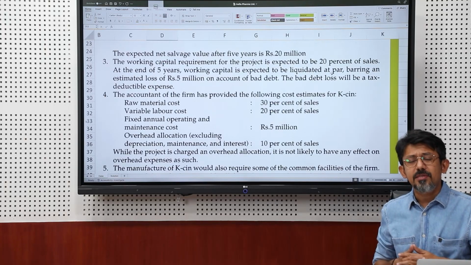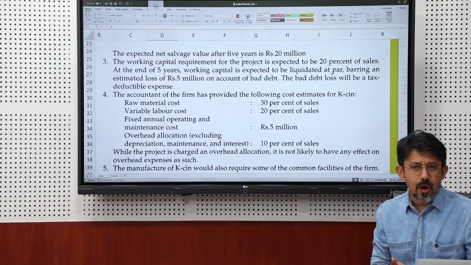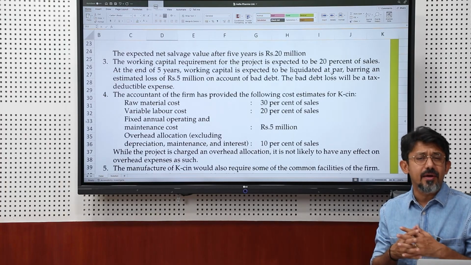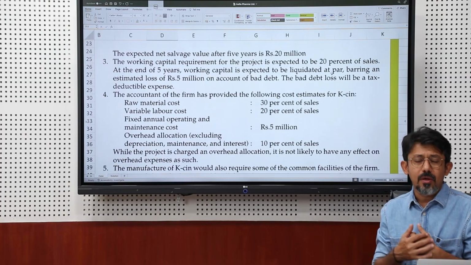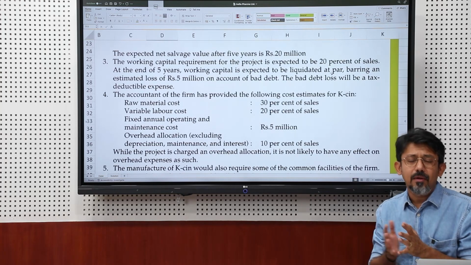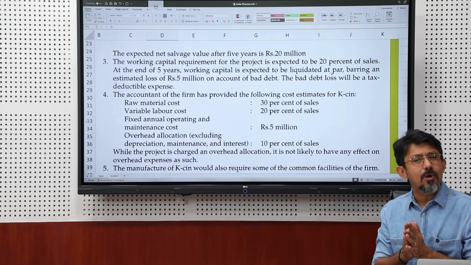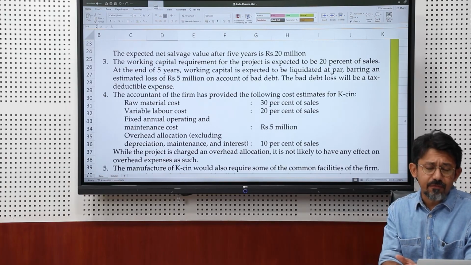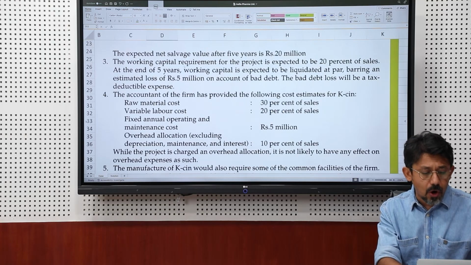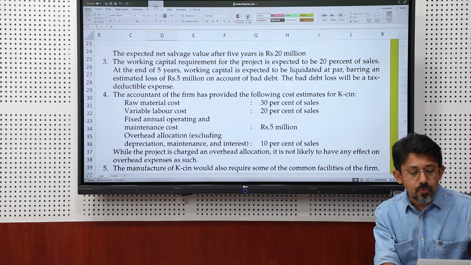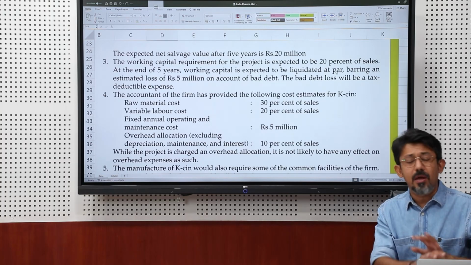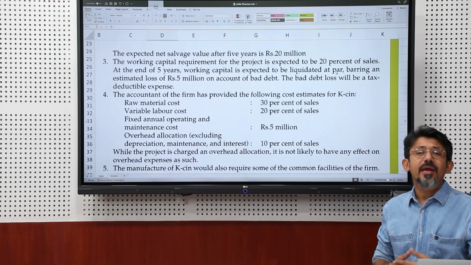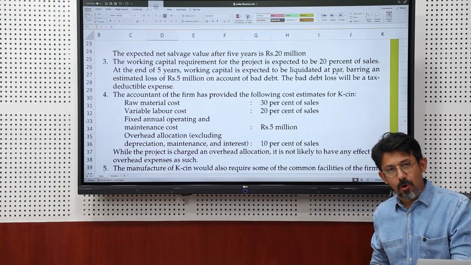Or let us say there is a fire in the godown and all your stock is burnt, as a result of which your current assets cannot be liquidated, you will not be able to recover that amount back. Other than that, the standard assumption is that whatever amount you invested in your working capital will come back to you at the end of the project life. So, even if you are not told anything, at the end of 5 years working capital is expected to be liquidated at par. Suppose this line was not there, the standard assumption is that it will be liquidated at par, it will come back to you at the end of the project, right.